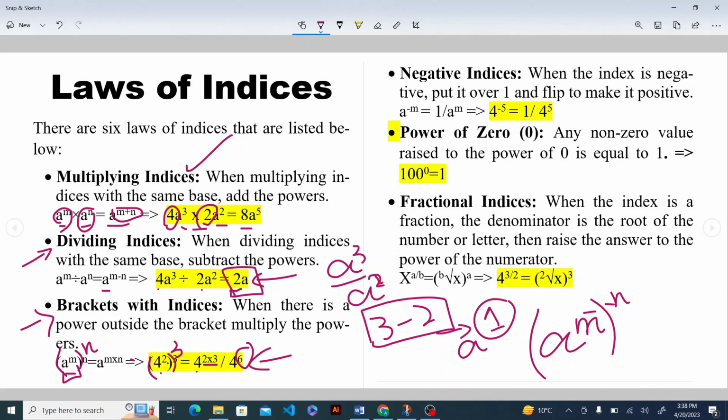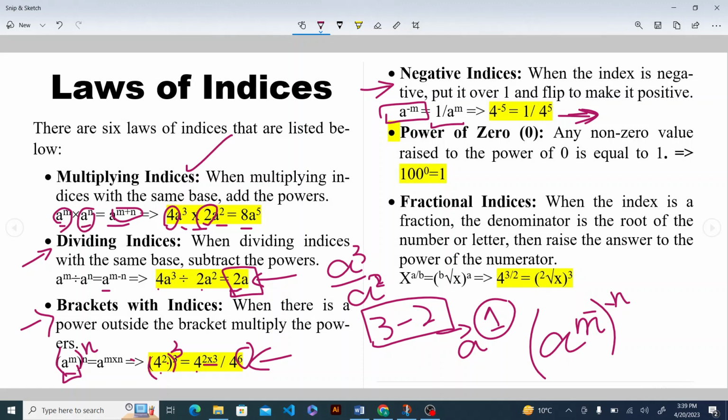Now the fourth law is negative indices. It says when the index is negative, put it over 1 and flip to make it positive. Means we have to convert the negative power to the positive one by taking its fraction form. So here the term will be a raised to power minus m, and it will be equal to 1 divided by a raised to power positive m.